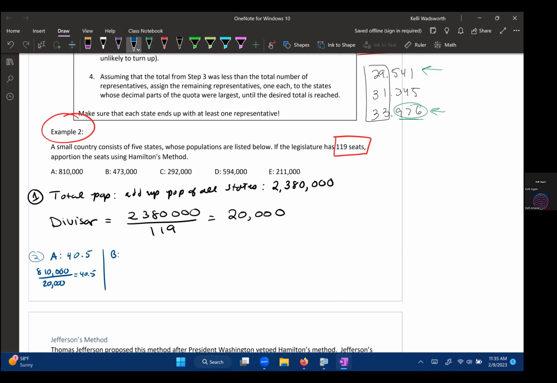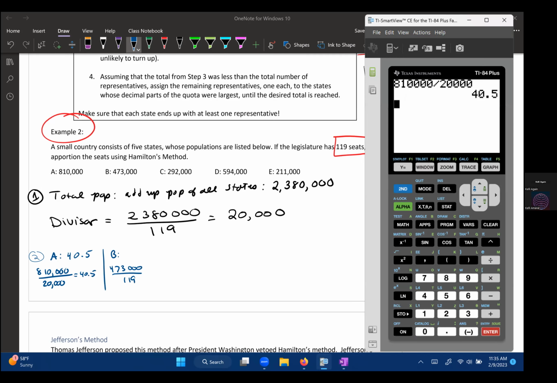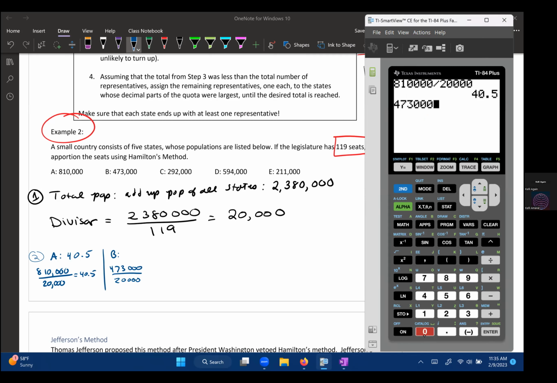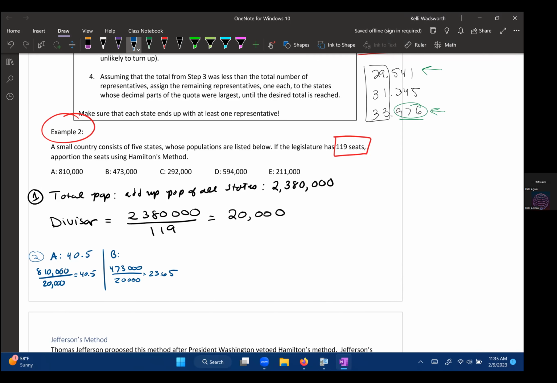Let's do B's. B had 473,000 people. You divide that by 119. 473, 1, 2, 3, not 119. My brain is not working. The divisor. Sometimes my brain does not function as smoothly as other days, but you still got to work, right? Divided by 20,000. That's 23.65. I'm just going to write it up here: 23.65.